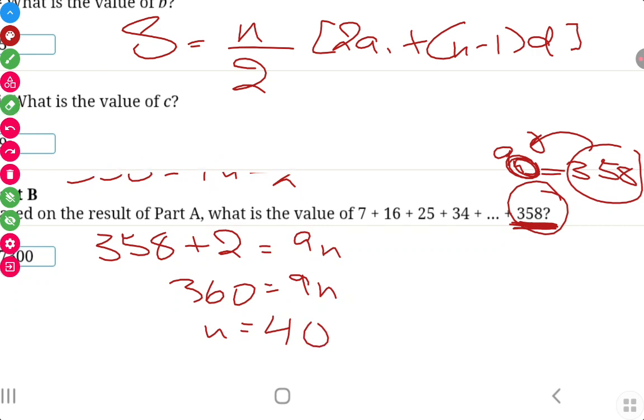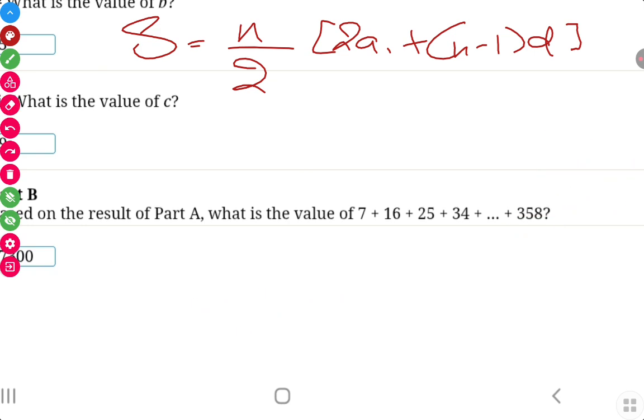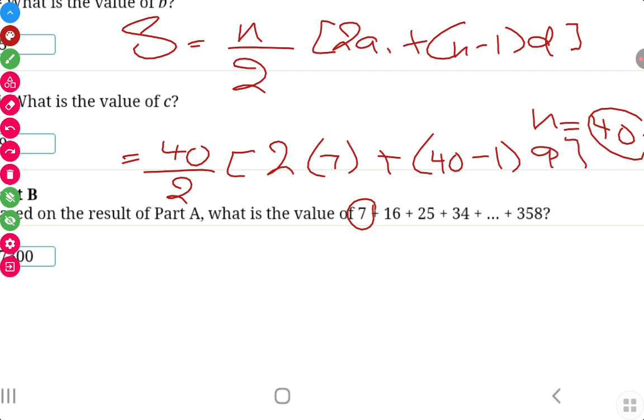So we go back up to the original equation, which is the sum, the one we're trying to find. We now found out that n is equal to 40. So we do 40 over 2 times a1, which is the first term, which is 7, plus n, which is 40, minus 1 times the difference, which is 9. So 40 over 2 is 20. 2 times 7 is 14.